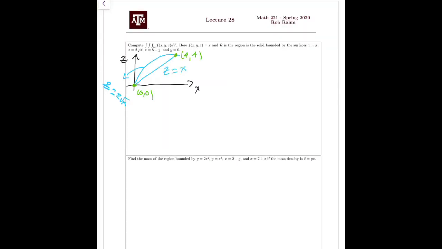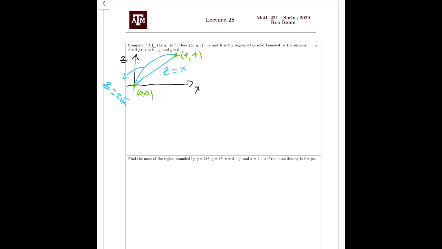Now we want to compute this integral. The function is f of xyz equals x, and the region is the solid that is bounded by the surfaces z equals x, z equals 2 times the square root of x, z equals 8 minus y, and y equals 0.